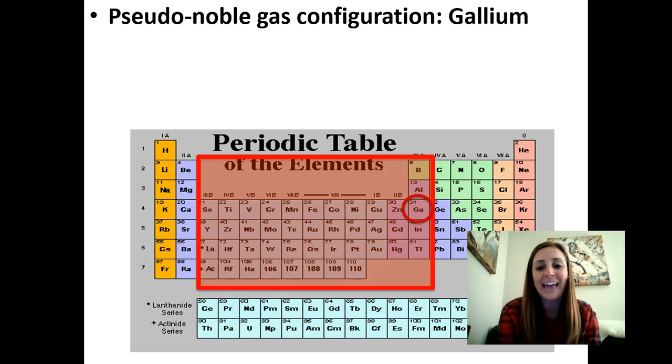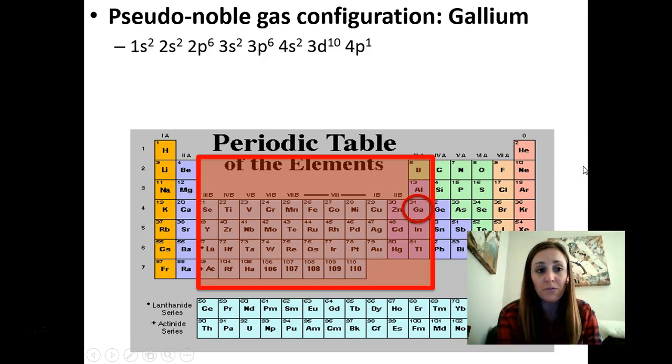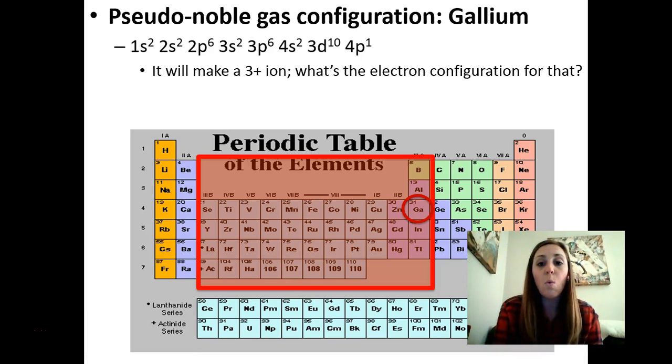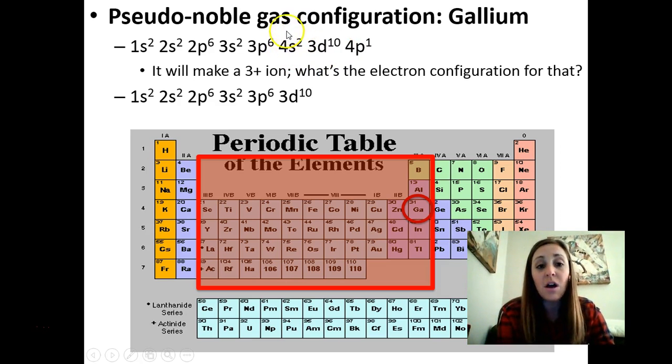So let's talk about gallium. Gallium's right here, atomic number 31. And if we write out the electron configuration for gallium, it's going to look like this. Well, when gallium makes an ion, it's part of this group 3A, so it has 3 valence electrons. Here they are, 4s2 and 4p1. See the 2 and the 1 electrons, that's 3. When those are lost, it becomes that 3+ cation. So when it has that 3+ cation, the electron configuration is this. Notice we lost our 4s2 and our 4p1, but we kept this 3d10.